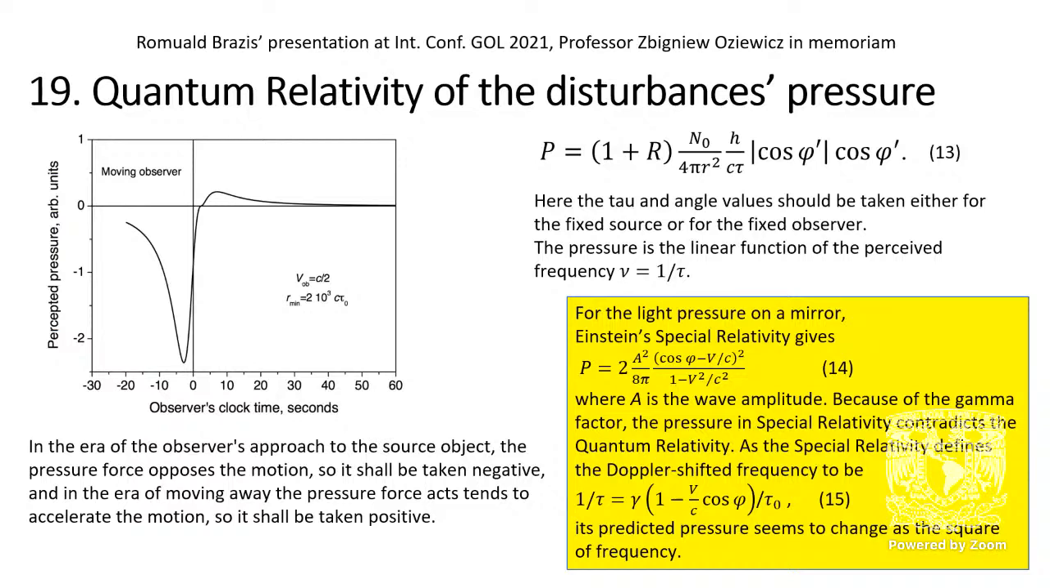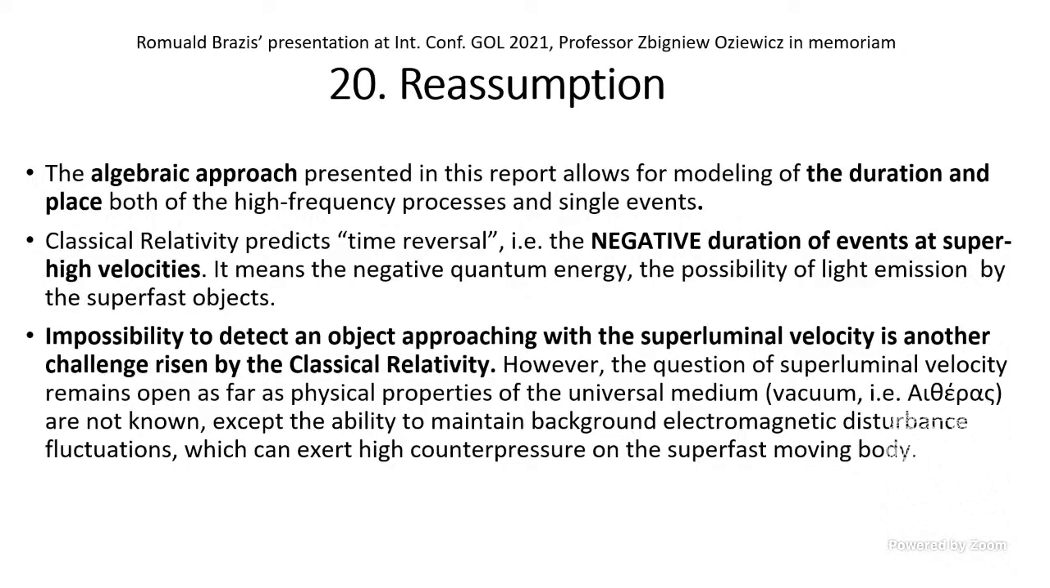Einstein's formula 14 contains the gamma factor square that is absent in the classical quantum formula, and therefore the special relativity contradicts the quantum relativity as well. And in resumption, the algebraic approach presented in this report allows for modeling of the duration and place of both the high frequency processes and single events.